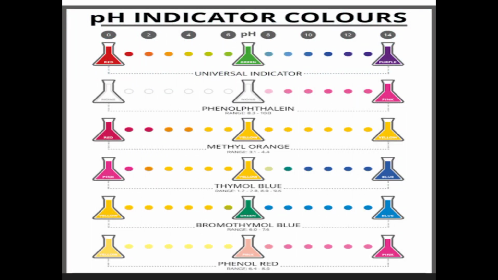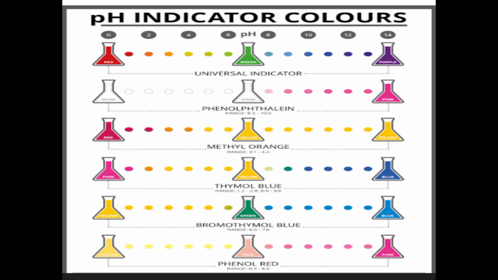Now we have synthetic indicators. We have the universal indicator, which gives a green color. As you can see from my chart, we have various pH values and the various colors that you obtain when you use a pH indicator. If you can see, at a pH of 0, the universal indicator will give a red color, but at a pH of 14 it gives a purple color. But at other pH it has different shades of color.